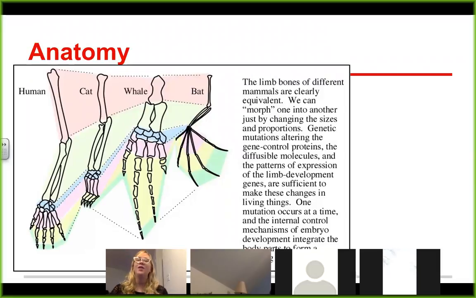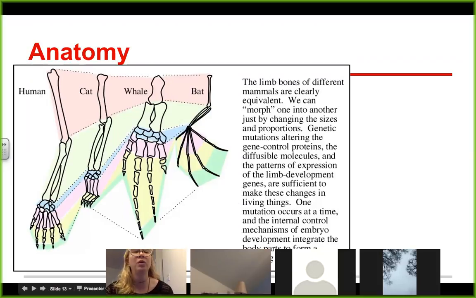All right, and then anatomy. This is one of the earlier pieces of evidence, right, where we look at the anatomy of different organisms, and we happen to see here a human, cat, whale, and bat limb. Yes, whales have limbs. So we don't need to read all this text here. This is like wordy stuff.